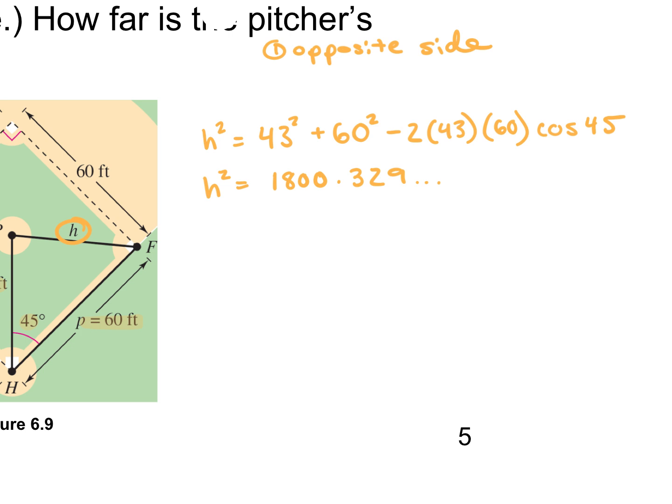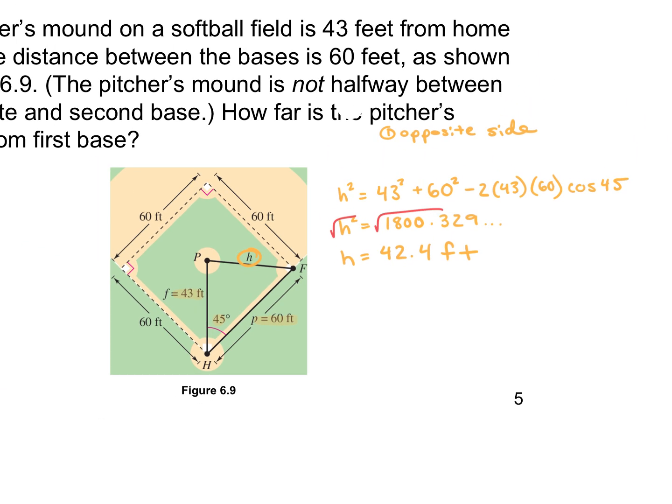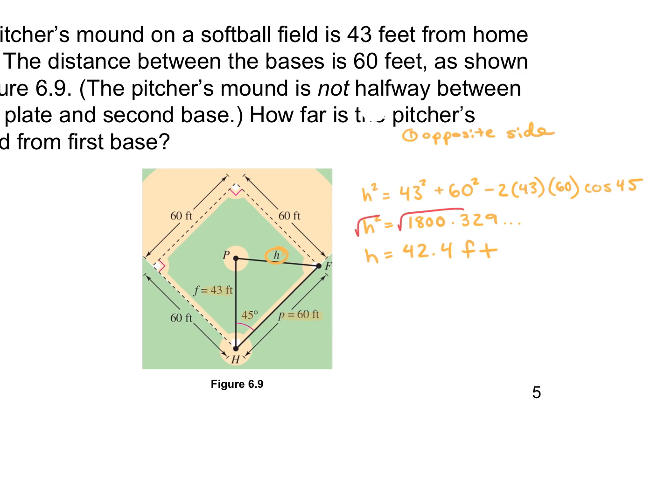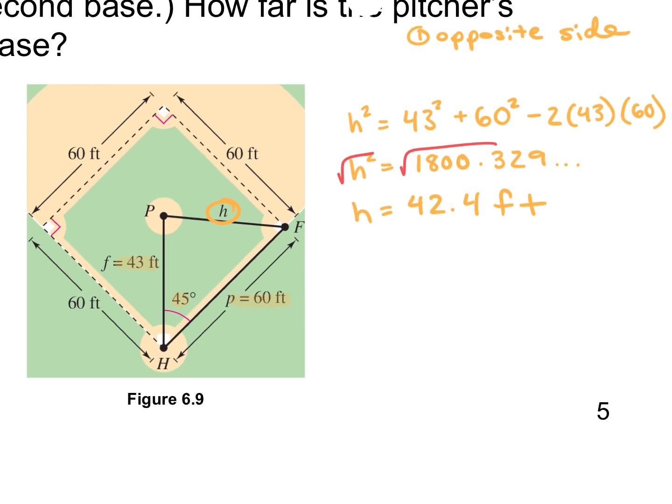What do we do to find just h? Square root both sides. Perfect. So h is equal to the square root of this. So we get 42.4. 42.4 what? Feet. That's all that this question's asking us for. It's how far is the pitcher's mound from first base. So it's just asking us for the distance here, which is h.